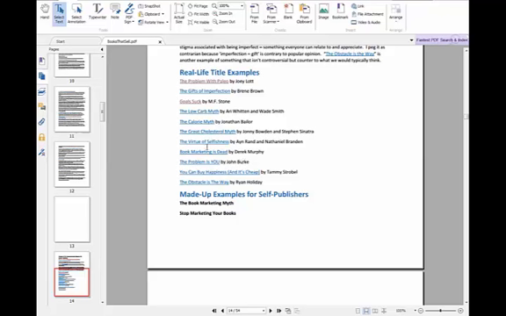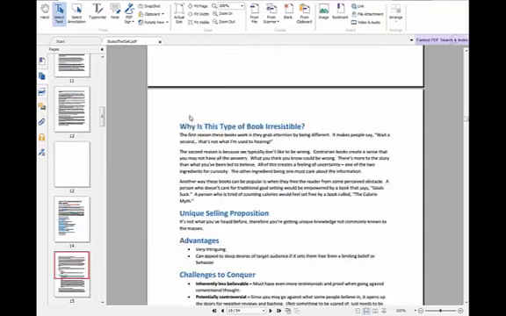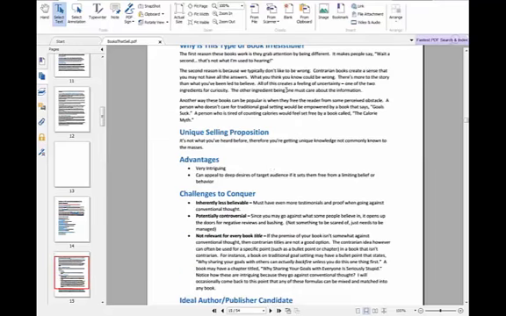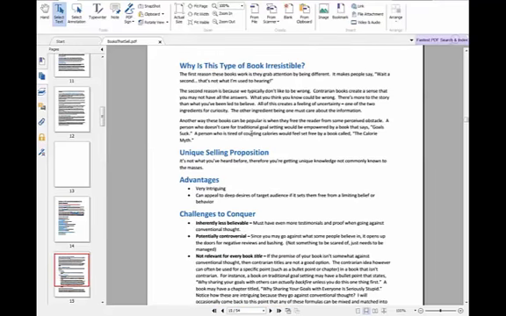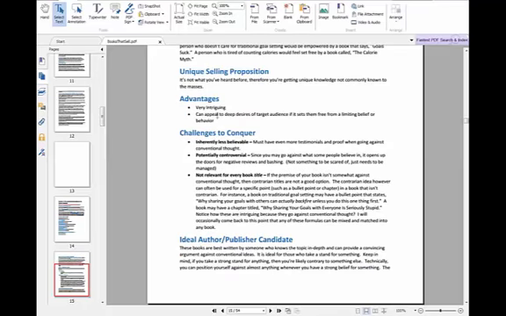So these are examples of books where the whole positioning is around being contrary to a popular idea. Book marketing is dead. What makes this type of book irresistible? I explain the appeal of each type of book in the unique selling proposition. I give you the advantages.